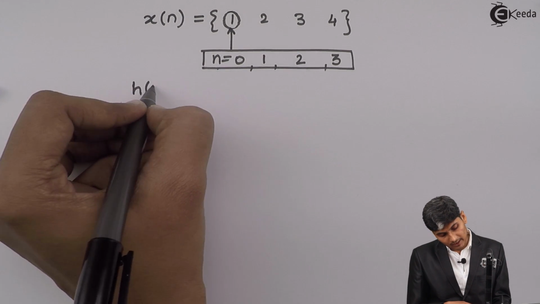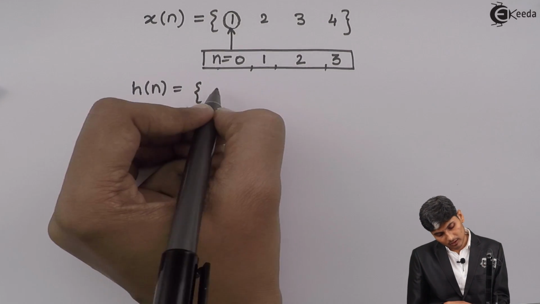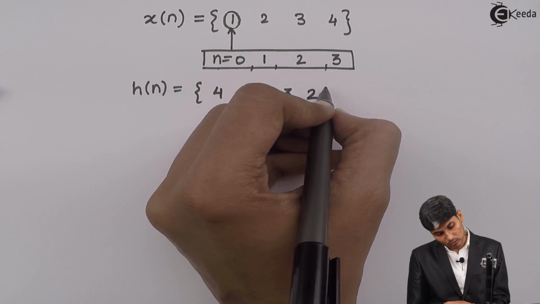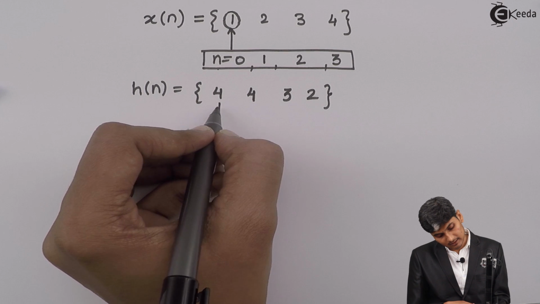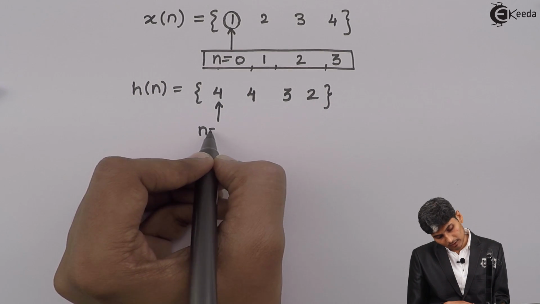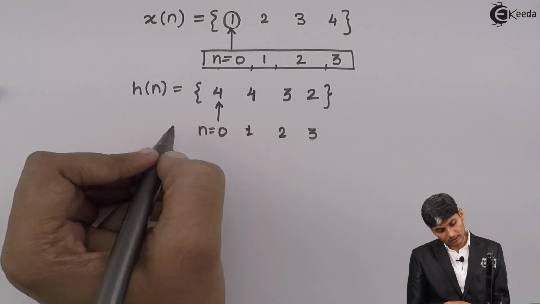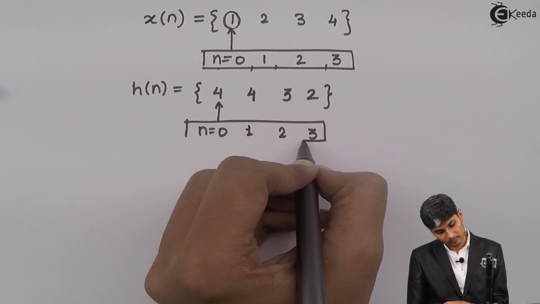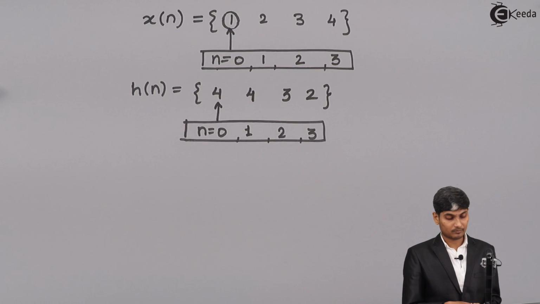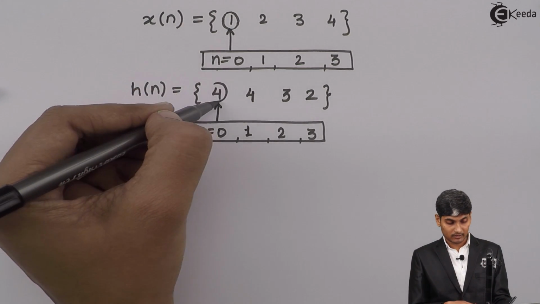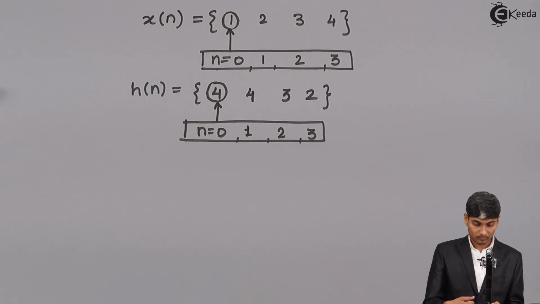Similar way, if I find h of n, then h of n is equal to 4, 4, 3, 2. So, if I take this as the initial value, then this becomes n is equal to 0, then 1, then 2, and then 3. So, again this becomes my n indexes. So, this is one n index, this is another n index, with this is the starting point.